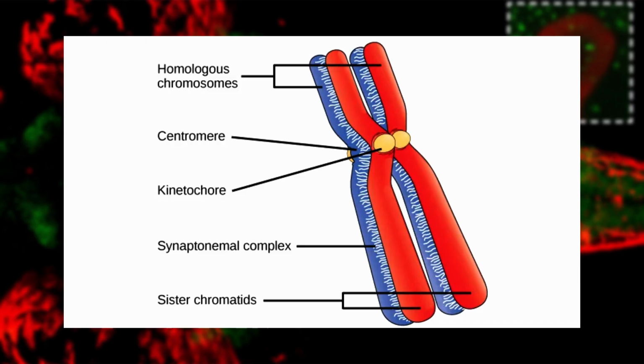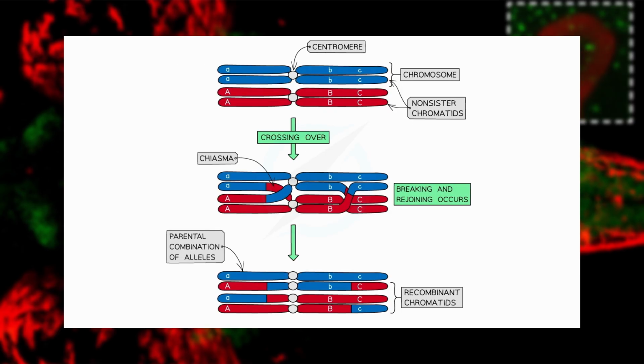Meiosis. Chromosomal dynamics generate haploid gametes and promote diversity. During prophase I, homologous chromosomes pair through the synaptonemal complex, stabilizing them for crossing over. At chiasmata, non-sister chromatids exchange DNA, creating recombinant chromosomes and new allele combinations.